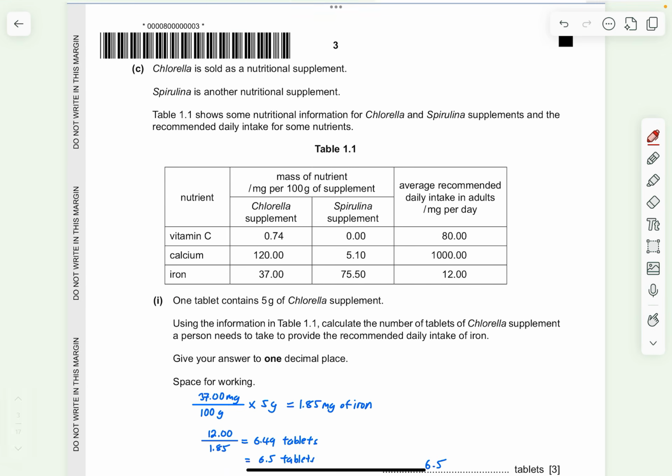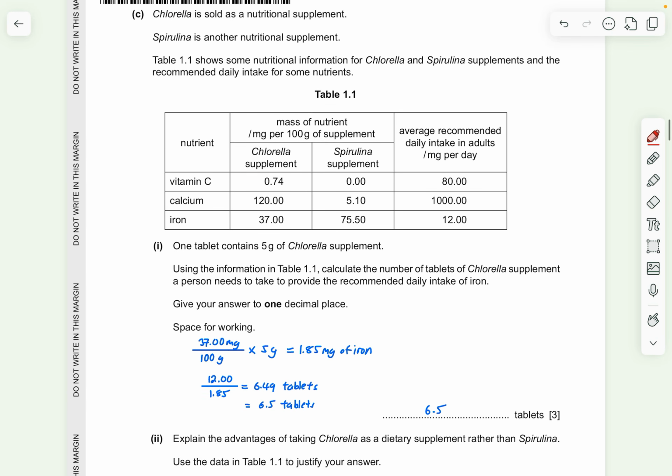Part C. Chlorella is sold as a nutritional supplement, and we also have spirulina, which is another nutritional supplement. Table 1.1 shows some nutritional information between the two and the RDA for some of the nutrients. I'm pretty sure you may have seen this question in your exam and you may be a little bit shocked about how you are supposed to do it. It's a little bit tough. It's okay. Again, this is a bit of mathematics here, but let's see what we can do.